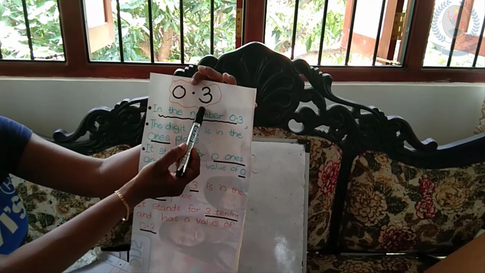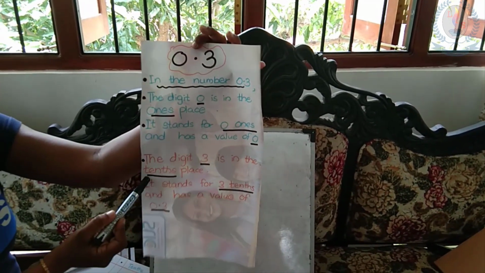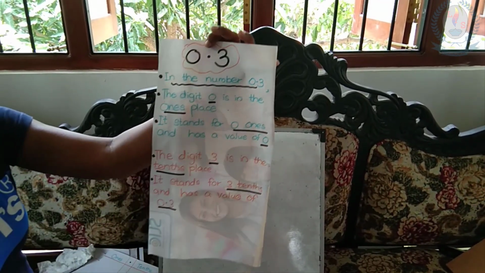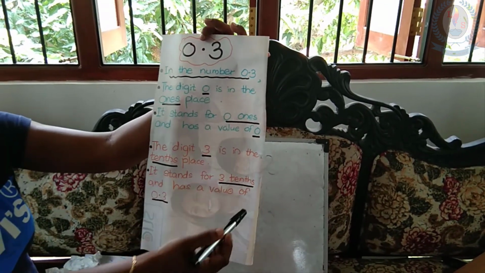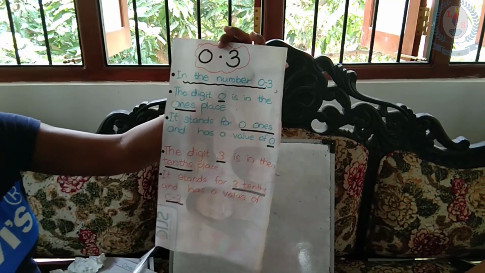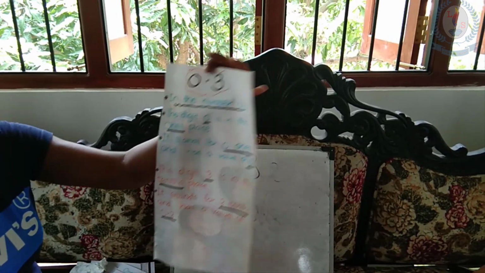And then look at this number. The digit 3 is in the tenths place, and it stands for 3 tenths and has a value of 0.3. That is the place value of each digit. Okay.